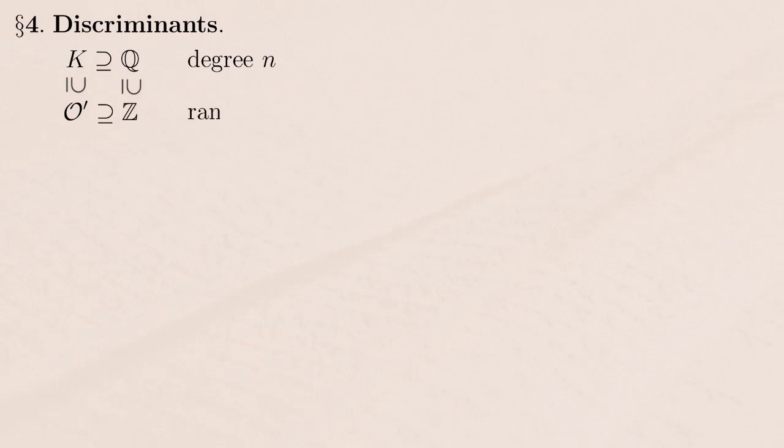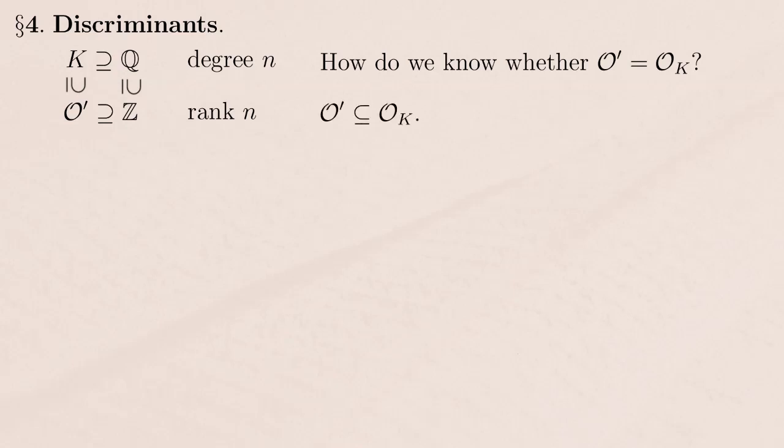Section 4. Discriminants. Suppose I've got some finite extension K of Q, of degree n, and some ring O' sitting inside it, forming a lattice of rank n. How can I tell whether O' is the full ring of integers, O_K, or not? Well, the fact that O' is a lattice tells us already that it's contained in O_K, so the question is whether O_K is bigger than O' or not.